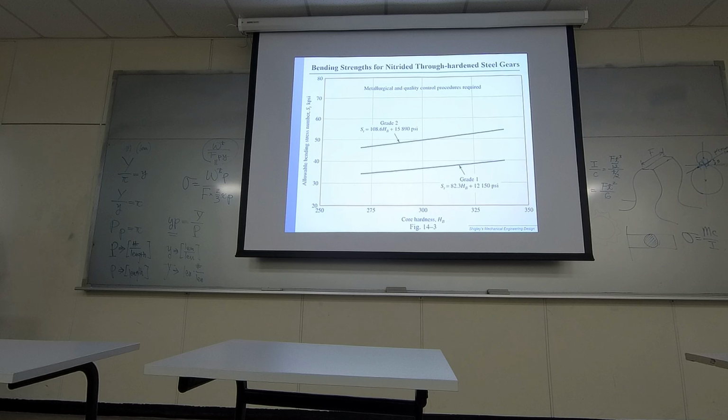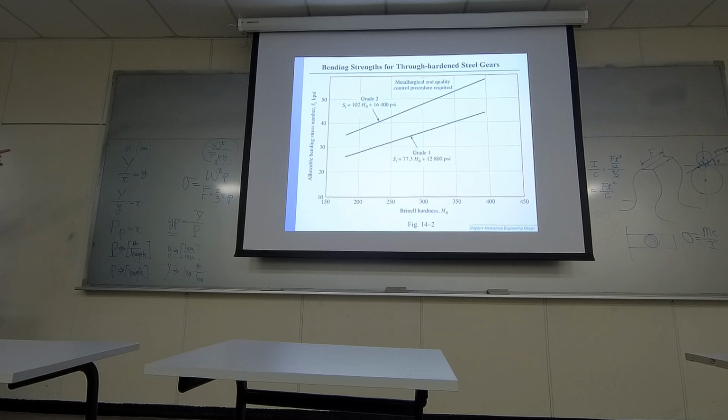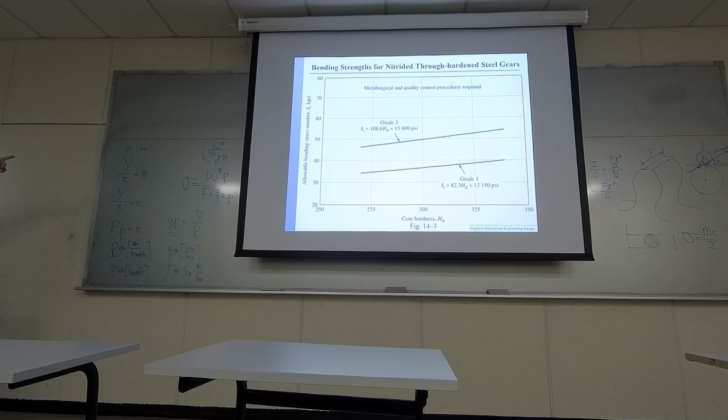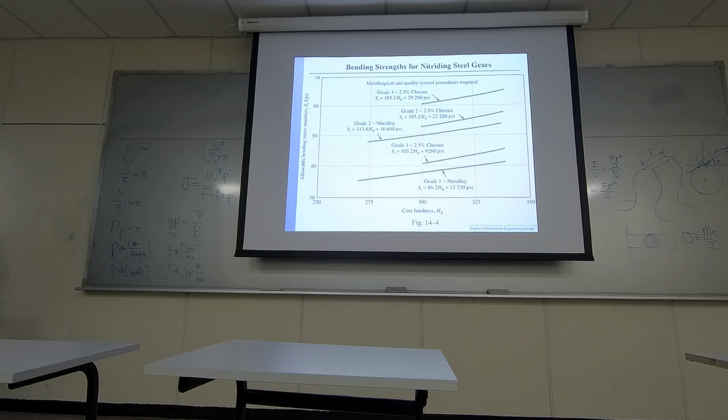This one is for steel, and this one is for a nitride hardened steel, so a stronger steel. Okay, and this is nitriding steel, different levels of hardening. They have chrome at the surface. Okay, so giving you a sense about how the allowable bending stress will be affected.